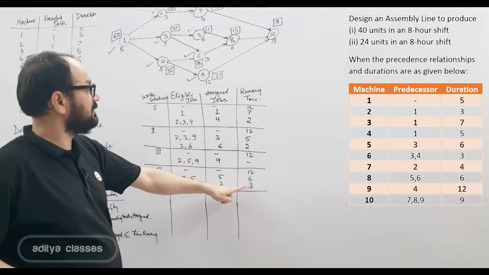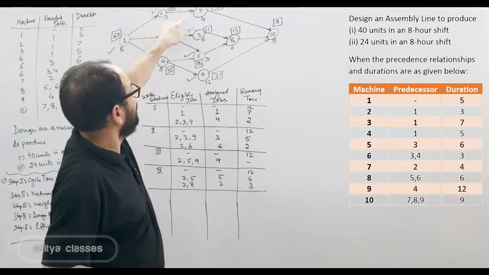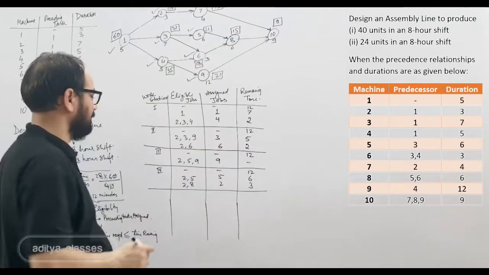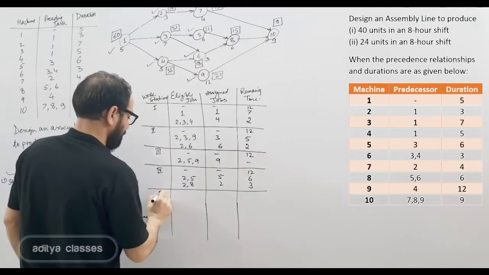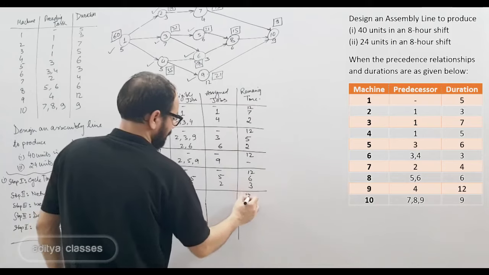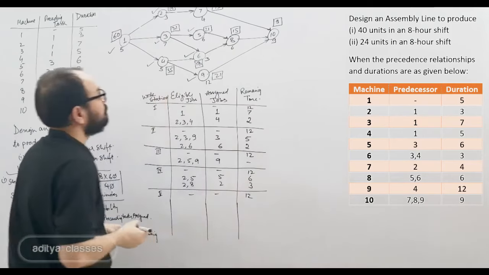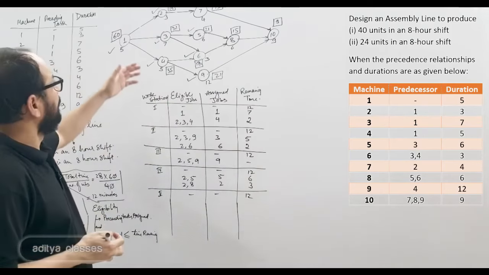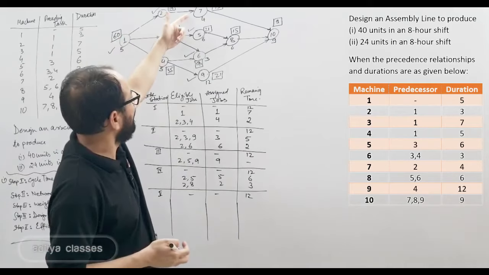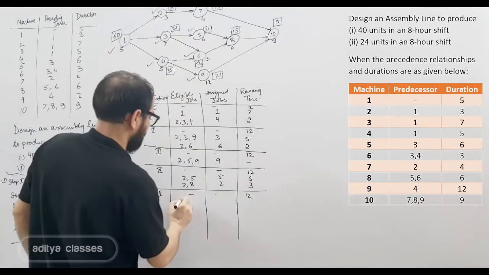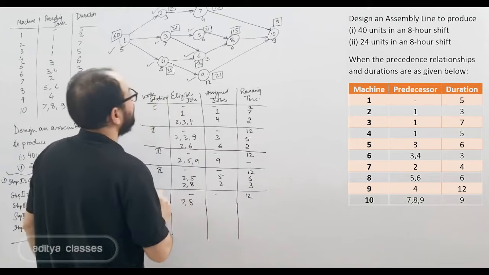Now why am I closing this workstation? Because none of the eligible jobs can be performed in 3 minutes. Let me start my 5th workstation. I get 12 minutes to start with. And eligible are 7 and 8. 7 and 8 both are eligible.